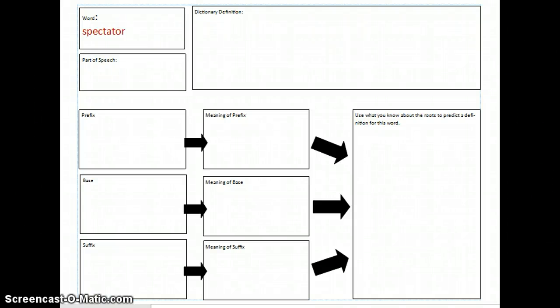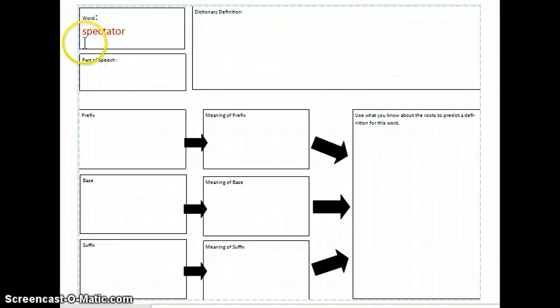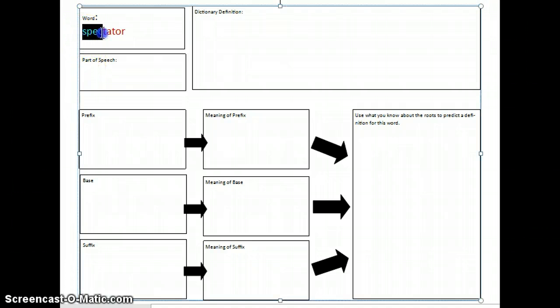In this little video, I'm going to show you another example of how to use the root word organizer. Today I'm going to use the word spectator. If I look at the word spectator, I see right away that the first part of our word actually is not on my list of prefixes. It's actually on my list of base words. So this word does not have a prefix.